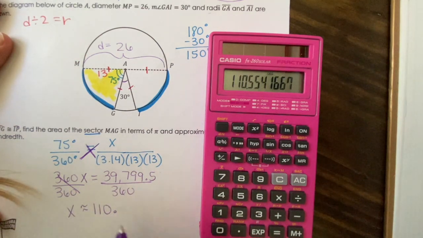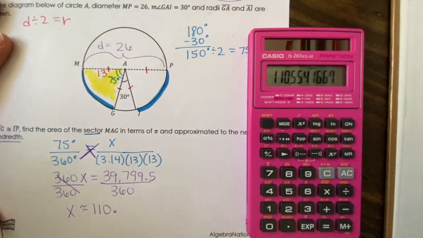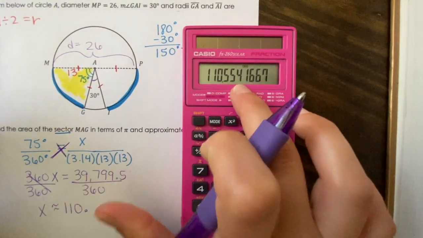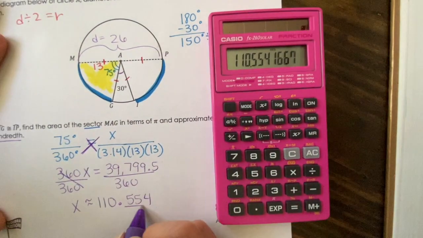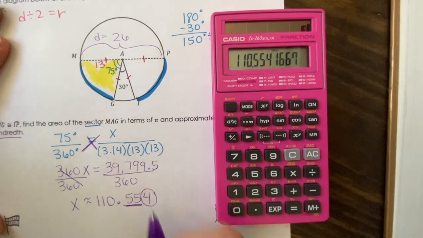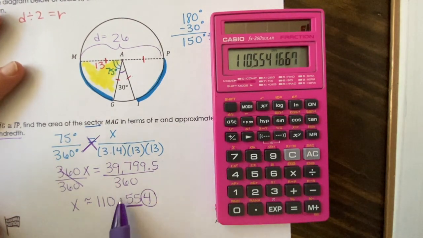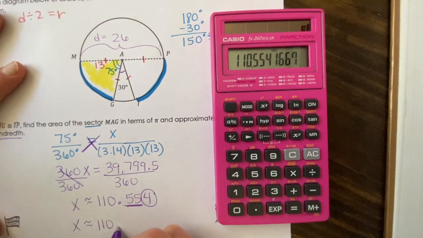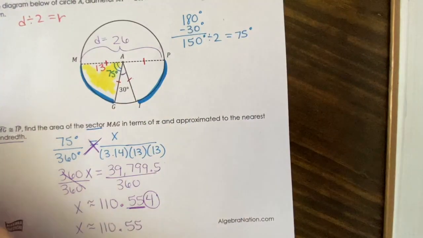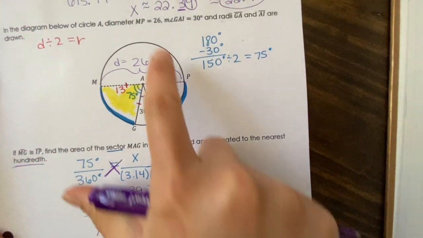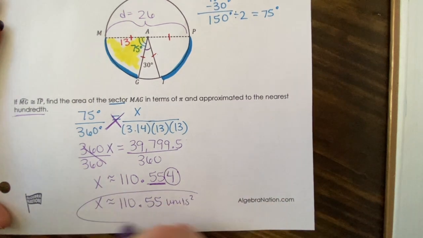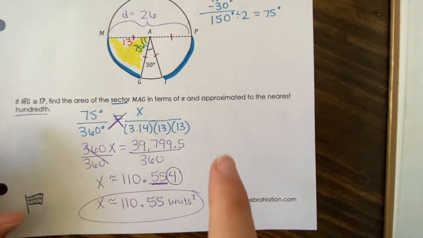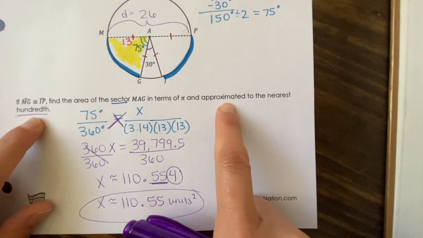110 point, it says hundredths place. That means 2 decimals. So we're going to look at our 2 decimals and the number behind it. So it'd be 55.554. So 55 is the hundredths place. We look behind it. That 4 is not big enough. Remember, 0, 1, 2, 3, 4, we keep it the same. So x is about 110.55. And we're talking about area, and it doesn't have units, so it would be square units or units squared if you wanted to add units to it. Okay, so we approximated it to the nearest hundredth.